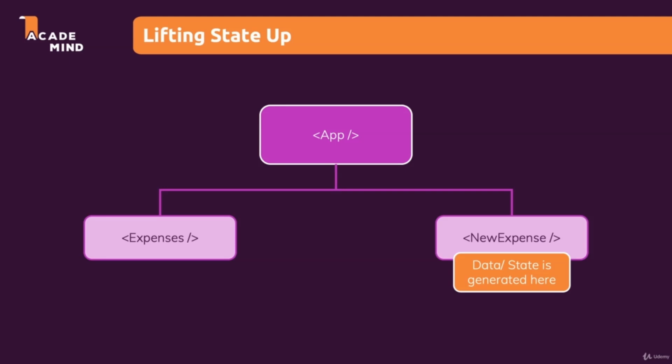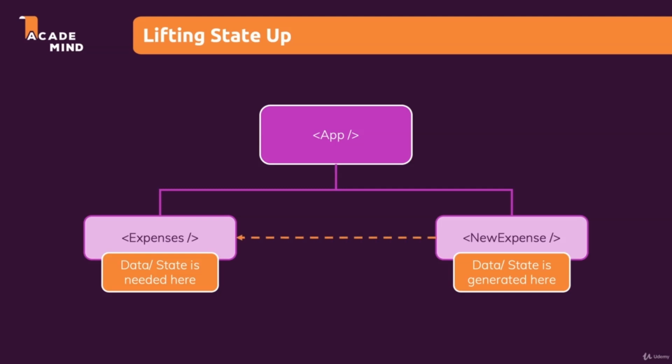Now, it is quite common that you do generate or fetch data in a component, but that you might not need that data in that component. Instead, we need it in another component, in the expenses component. That's where this generated data is needed in the end. Slightly transformed, packed into an object, but it is the data we fetch in new expense. So naturally, we would like to hand that data over.